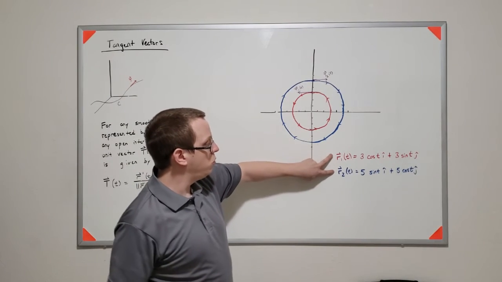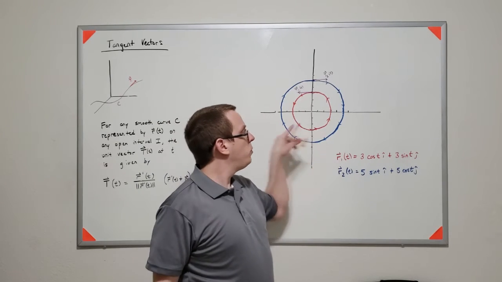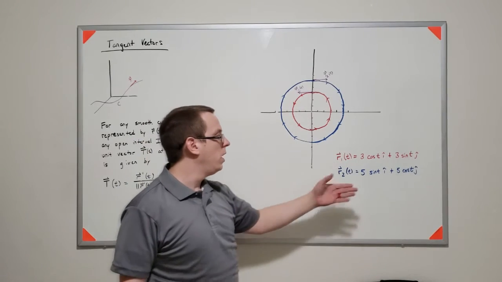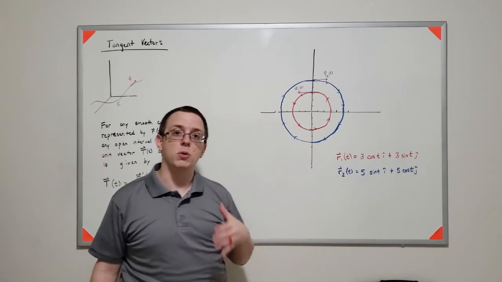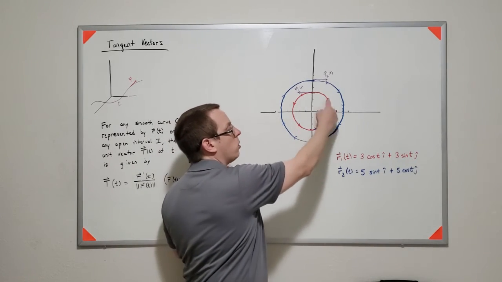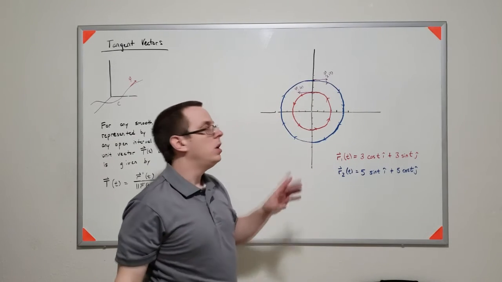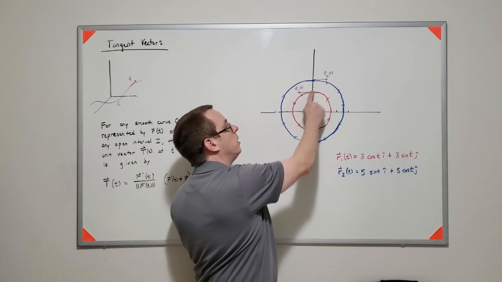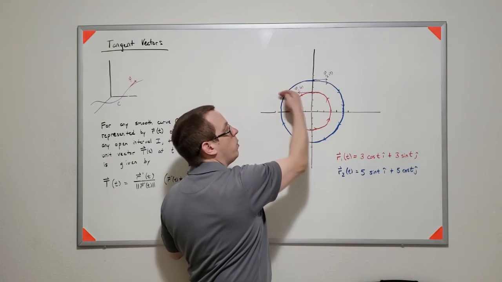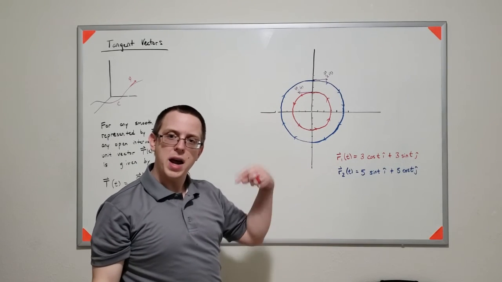So I could have two position functions, and they both describe circles. So the red one describes a radius 3 circle, and the second one describes a radius 5 circle. But the orientation is counterclockwise for the red circle and clockwise for the blue circle. So when we find the tangent at that apex point, the tangent vector is pointed in the direction of the orientation.